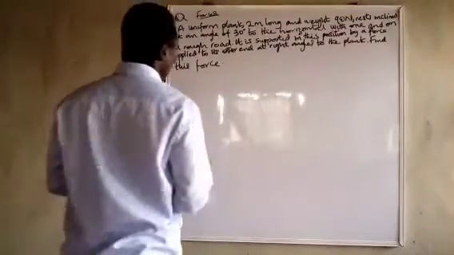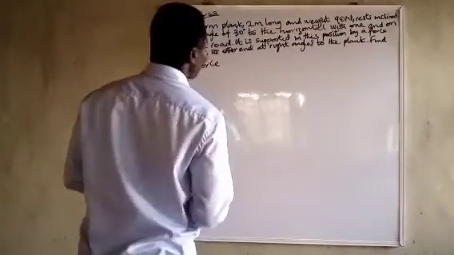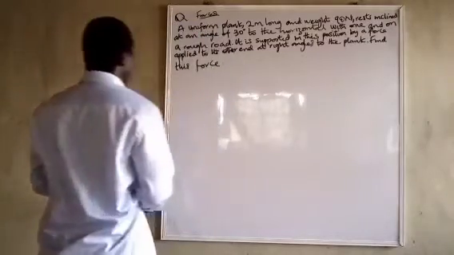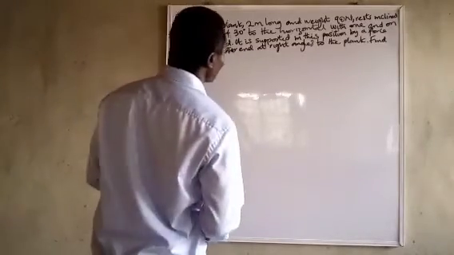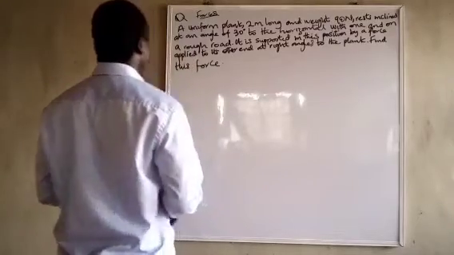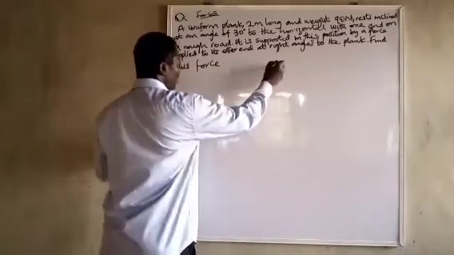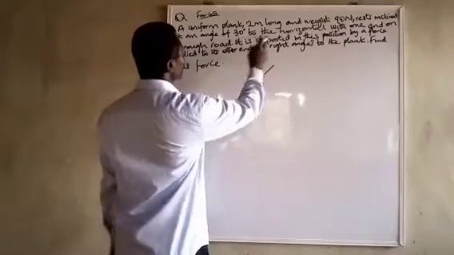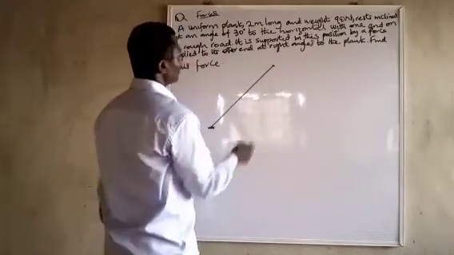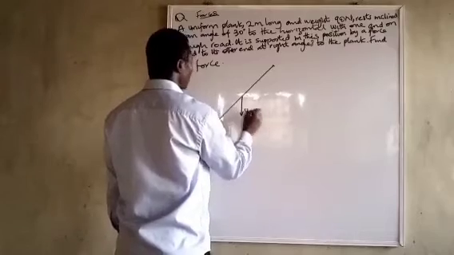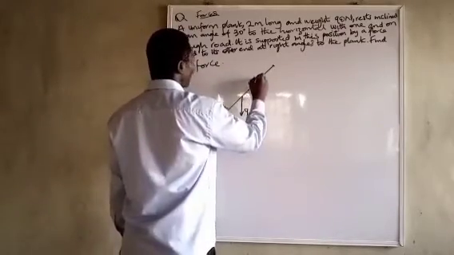A uniform plank 2 meters long and weighing 90 Newton rests inclined at an angle of 30 degrees to the horizontal, with one end on a rough road. It is supported in this position by a force applied to its other end at right angles to the plank. Find this force. So this is what we have. We have this rough place. And since it is a uniform plank, the weight, 90 Newton, will act through 1 meter here, 1 meter here.